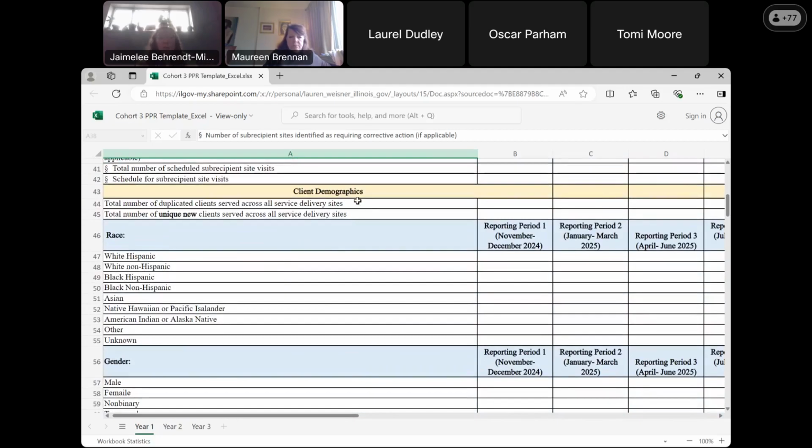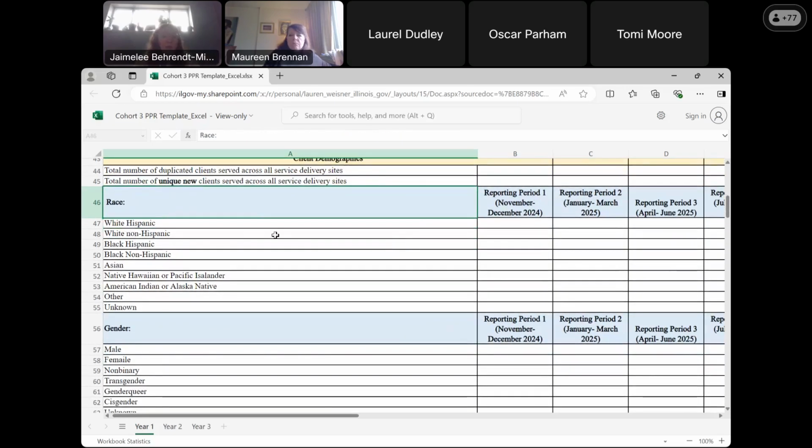The next part of the PPR will be back for everyone, right? So that's the end of the collaborative section. And this piece will just be telling us about client demographics, right? So we want to understand the number of duplicated clients that you all have served over this period of time. That means any existing clients from last quarter who are now being served in this quarter. That's the first piece. And then the second piece is unique new clients. So these are folks who weren't served last quarter, but they're now being served this quarter. And we want to know how many of those clients you all are serving.